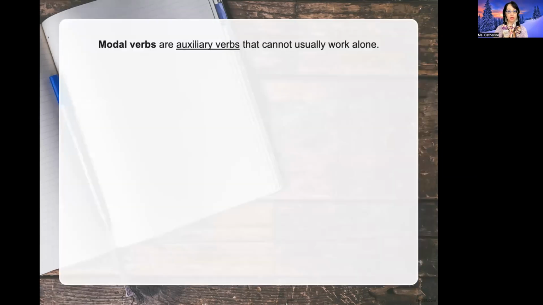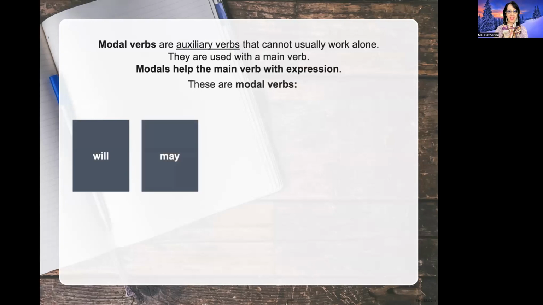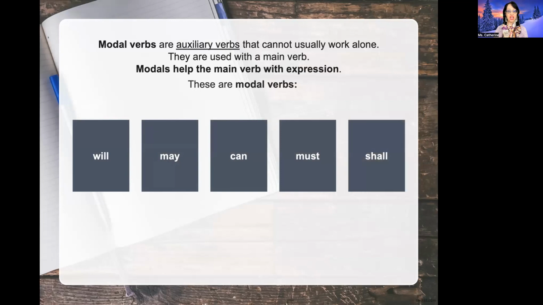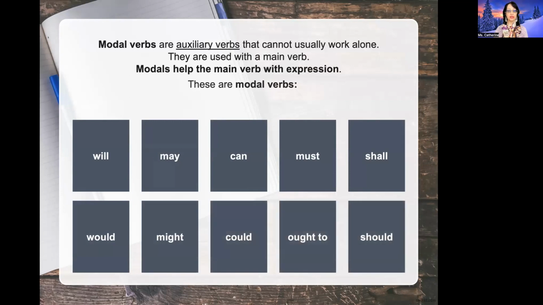Modal verbs are auxiliary verbs that cannot usually work alone. They are used with a main verb. Modals help the main verb with expression. These are modal verbs: will, may, can, must, shall, would, might, could, ought to, and should.